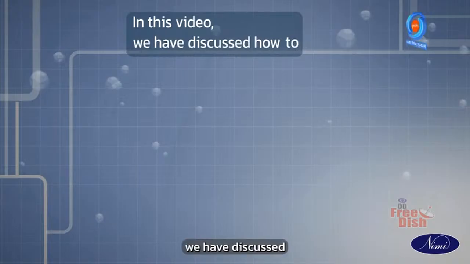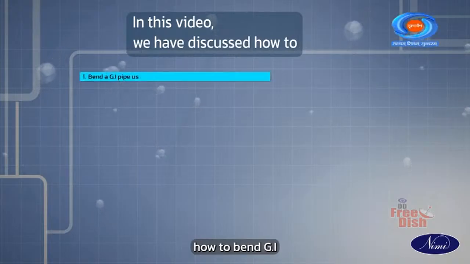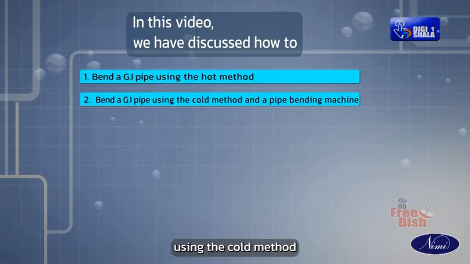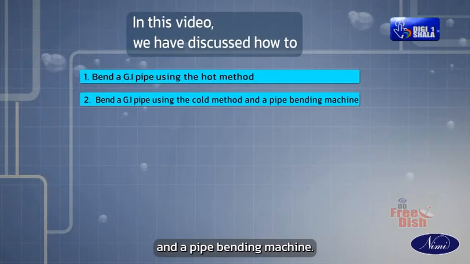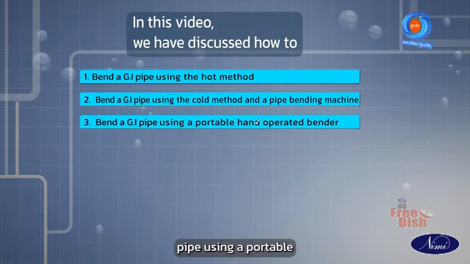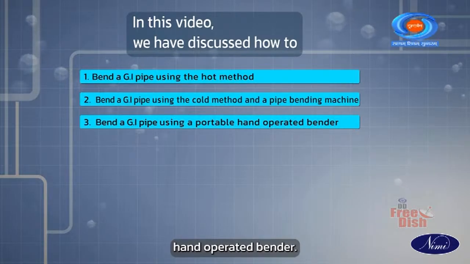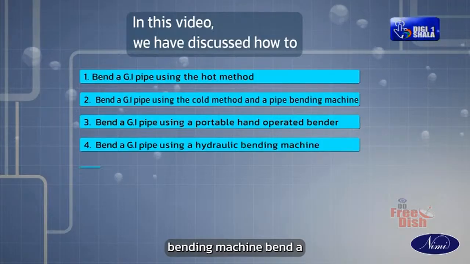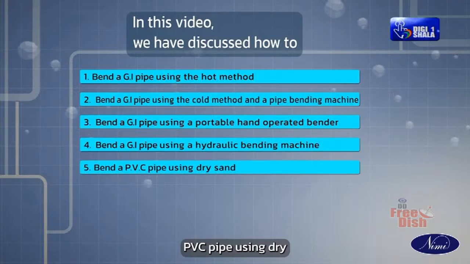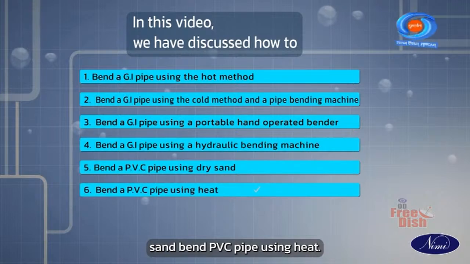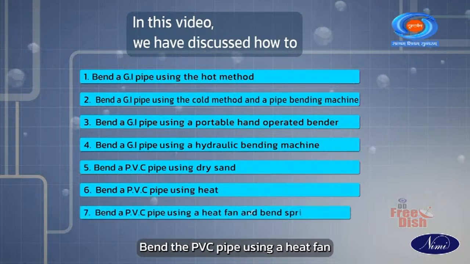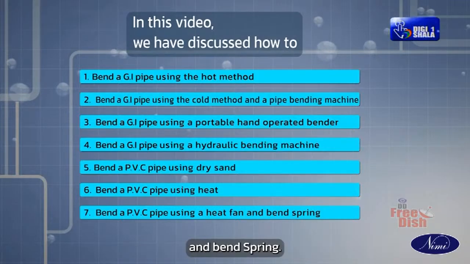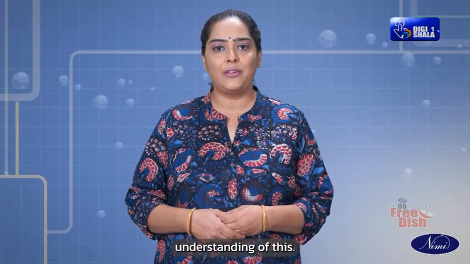In this video, we have discussed how to bend a GI pipe using the hot method, bend a GI pipe using the cold method in a pipe bending machine, bend a GI pipe using a portable hand-operated bender, bend a pipe using a hydraulic bending machine, bend a PVC pipe using dry sand, bend a PVC pipe using heat, bend a PVC pipe using a heat fan and bend spring. Hope you have a clear understanding of this.